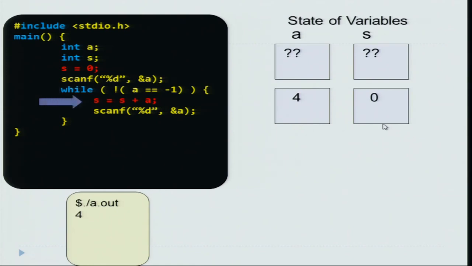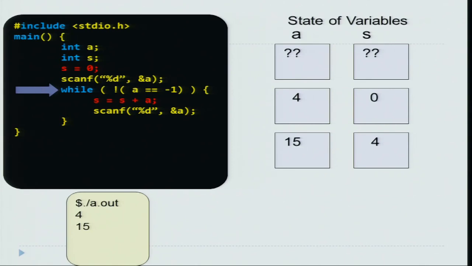You enter the loop and you say s equal to s plus a. So, sum becomes 0 plus 4, which is 4, and you read the next number. Let us say the next number was 15. Okay. So, a becomes 15, a is not -1, therefore, you enter the loop again, and sum is now 4 plus 15, which is 19. So, sum at any point of time is the sum of the numbers that we have read so far. So, we have read 4 and 15, so the sum is 19. Now, you read the next number. Okay. Let us say the next number was -5.